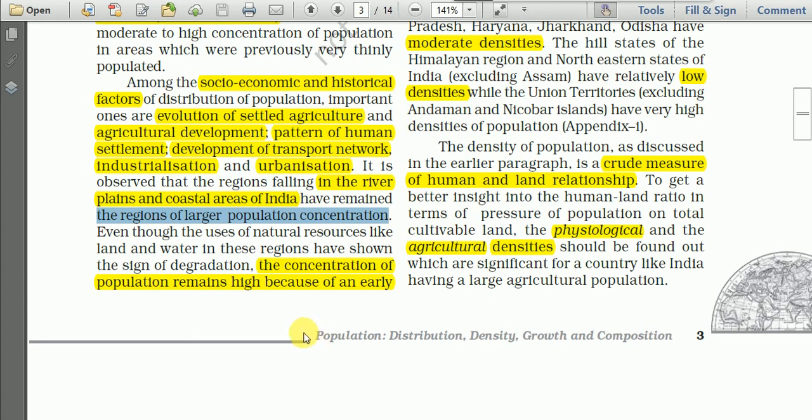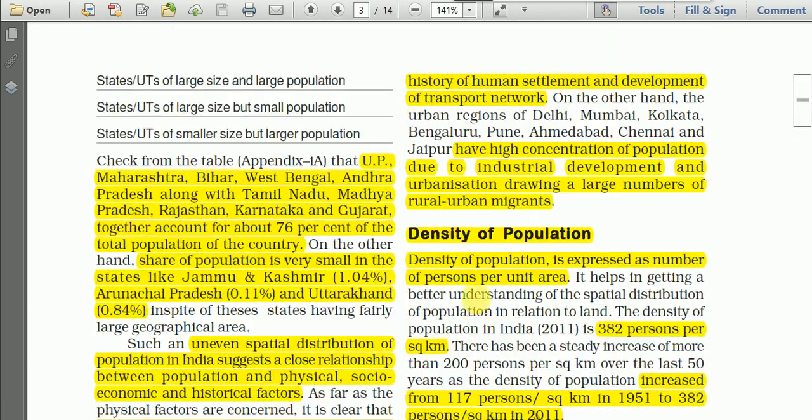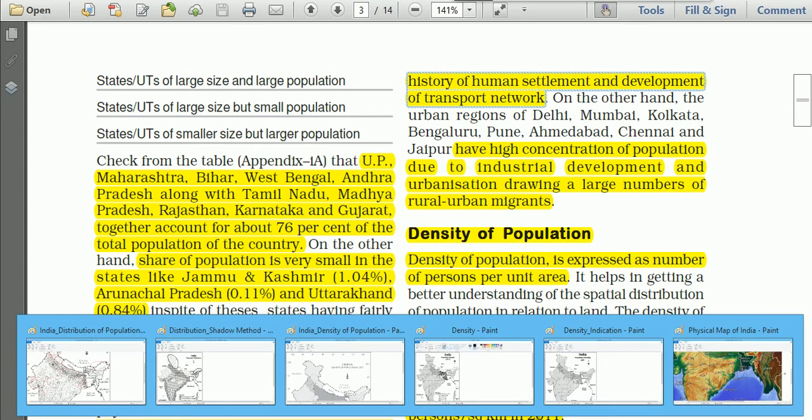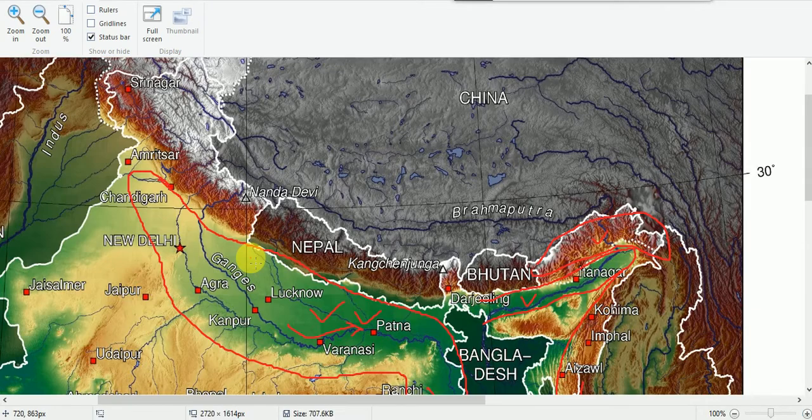Even though the use of natural resources like land and water in this region has shown signs of degradation in these plain areas, the concentration of population remains high because of an early start, the early history of human settlement and development of transport, as you have seen here in this physical map also.